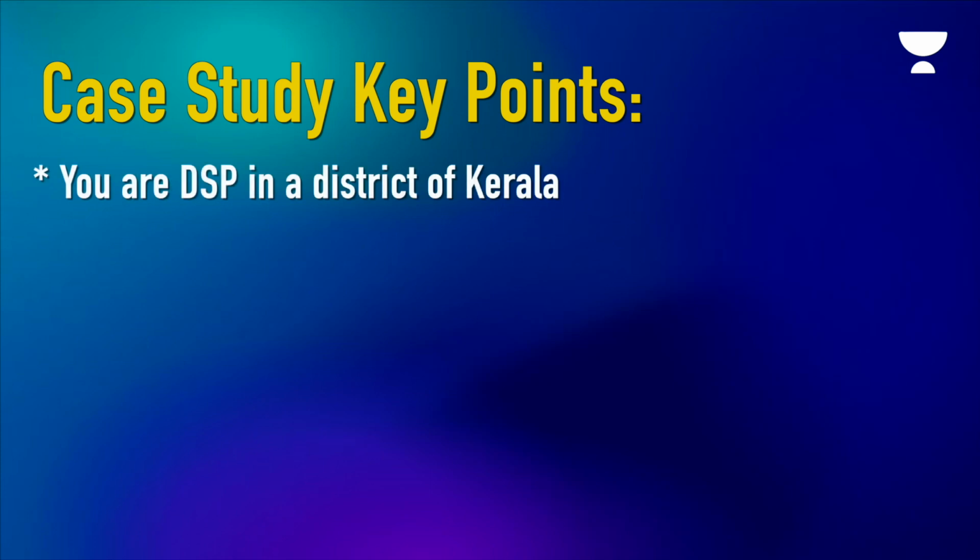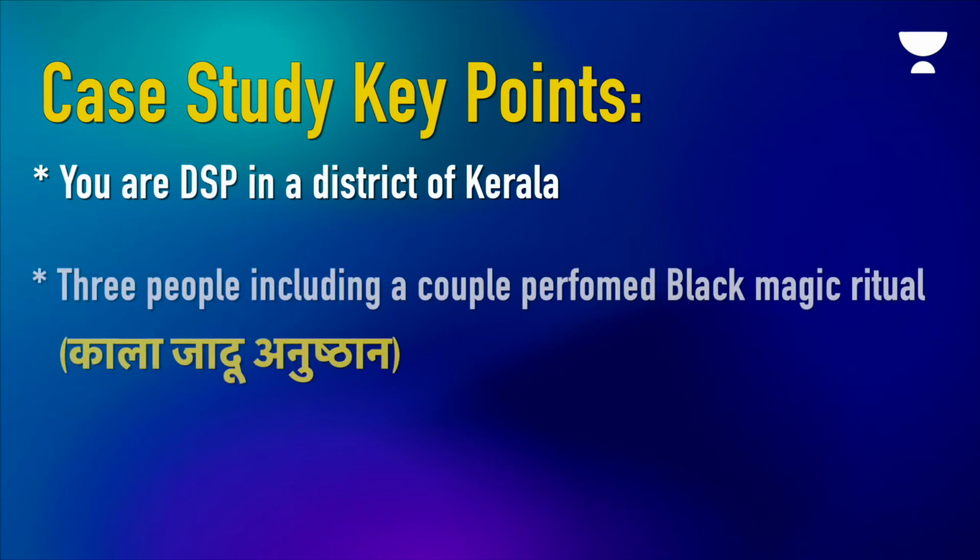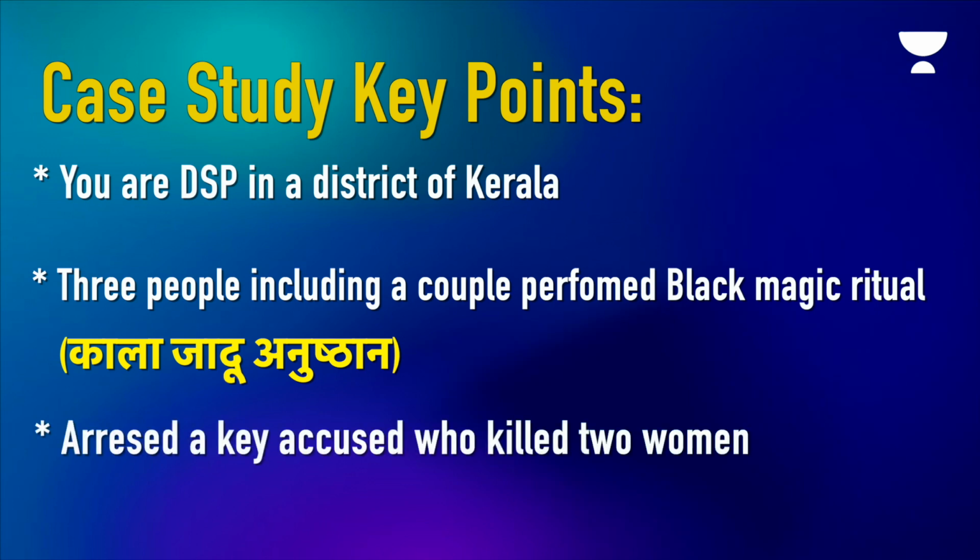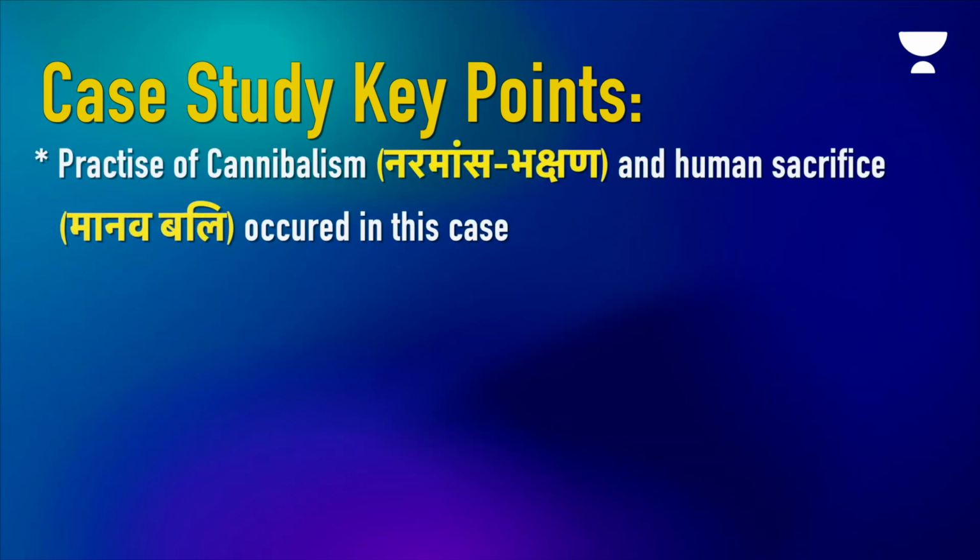So you are posted as DSP in a district of Kerala. You come to know 3 persons, including a couple, allegedly sacrificing human beings as part of a black magic ritual. So you have arrested a key accused in this particular case who has killed 2 women. It is also reported that practicing cannibalism in the name of God has occurred in this particular case. The ritual of human sacrifice is performed to attain prosperity in their lives.